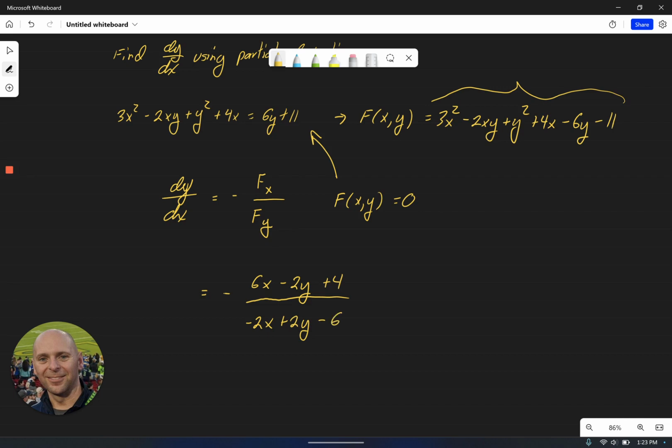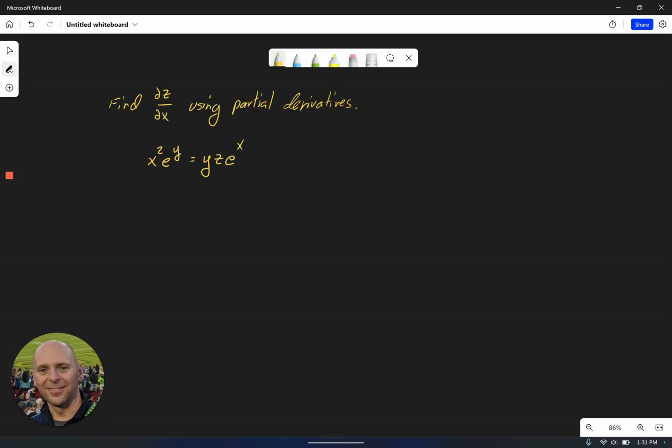And there you have it. There's our derivative, dy/dx, using our partial derivatives. Again, much faster and more efficient than using our traditional implicit differentiation approach. So now let's try another one here. In this case, you can see we've got x, y, and a z variable as well.